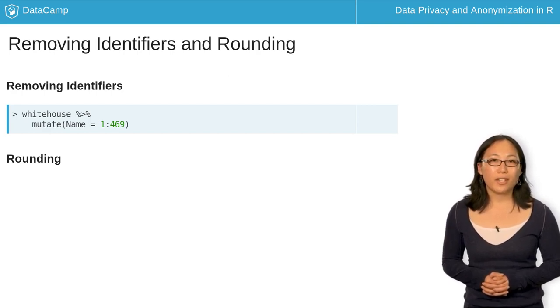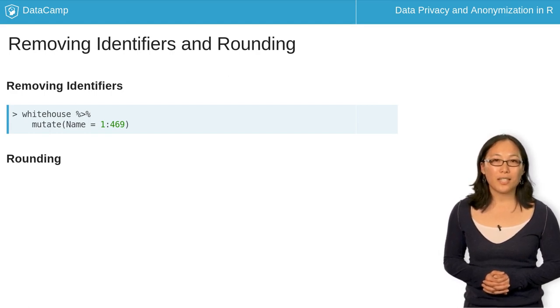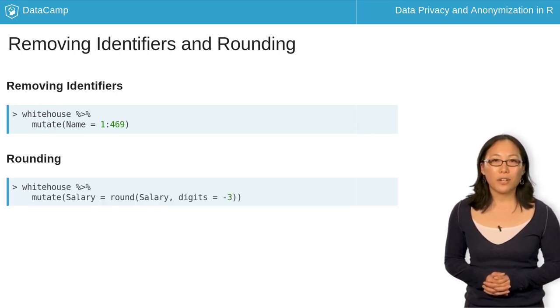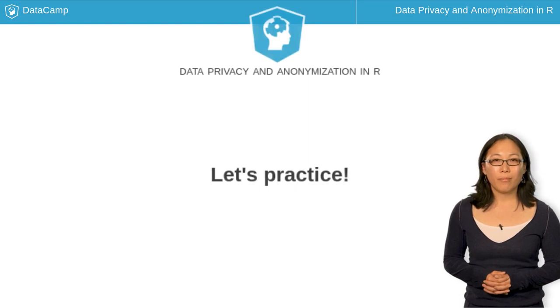Another basic method is rounding continuous values. Based on the salaries we saw in the dataset, we could round the salaries to the nearest 100 or 1,000. Let's round to the nearest 1,000 by using the round function and setting digits to -3. With these methods in mind, let's try some examples.